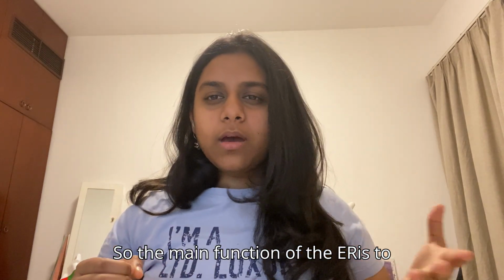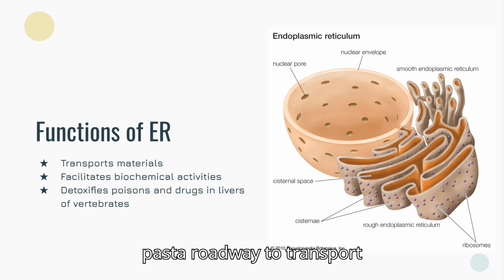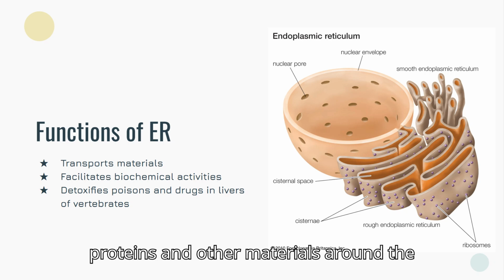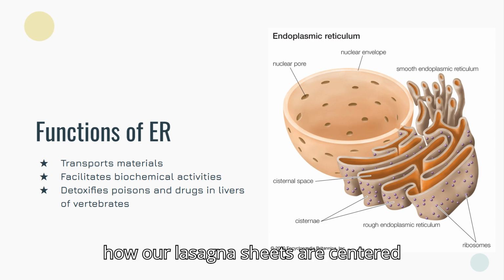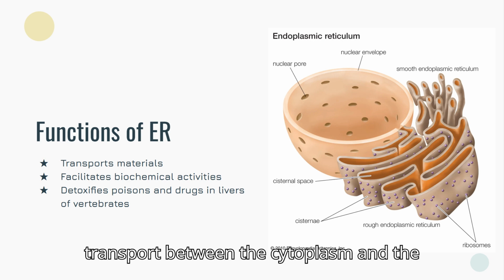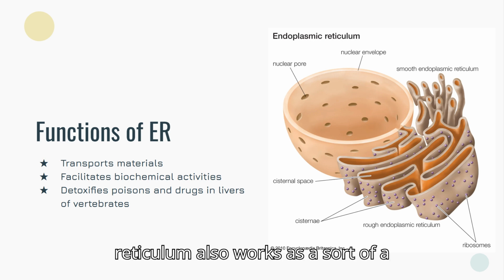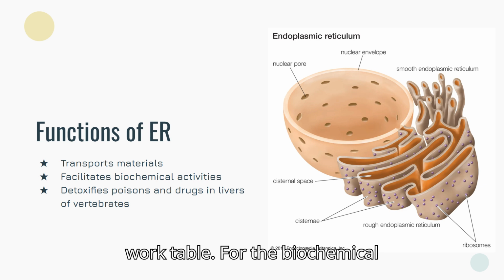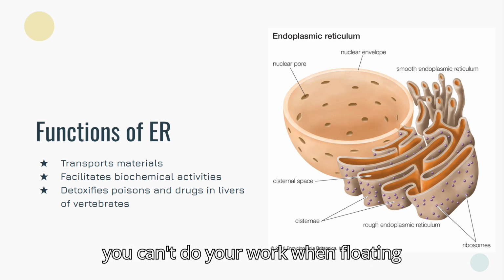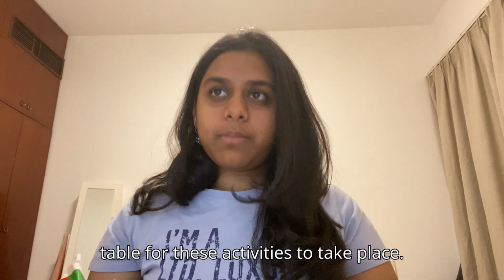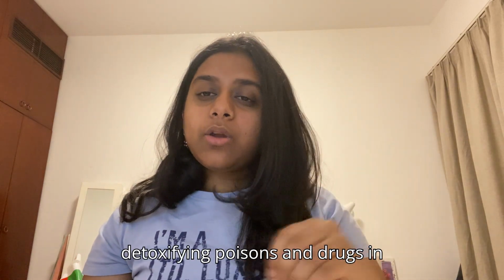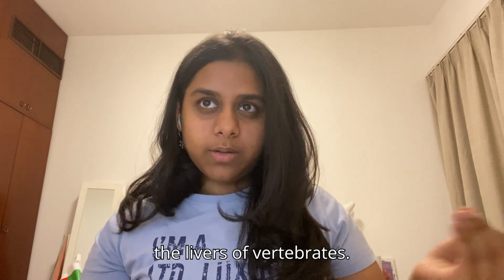So the main function of the ER is to basically act as a sort of pasta roadway to transport proteins and other materials around the cytoplasm and the nucleus. And if you look at this image of a cell, you can see how our lasagna sheets are centered around the nucleus to facilitate transport between the cytoplasm and the nucleus. The endoplasmic reticulum also works as a sort of work table for the biochemical activities of the cell, because imagine you can't do your work while floating around in the cytoplasm. It's easier to do it on the ER, and that's why the ER is basically a kind of work table for these activities to take place. Another function, he's a do-it-all: the ER also helps in detoxifying poisons and drugs in the livers of vertebrates.